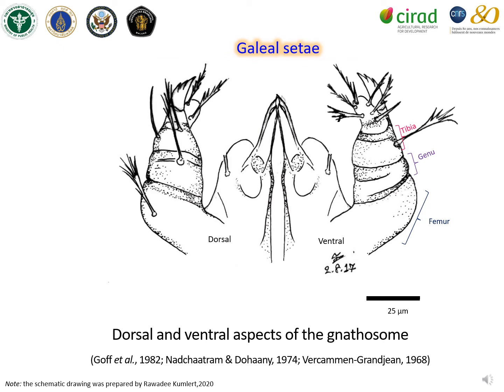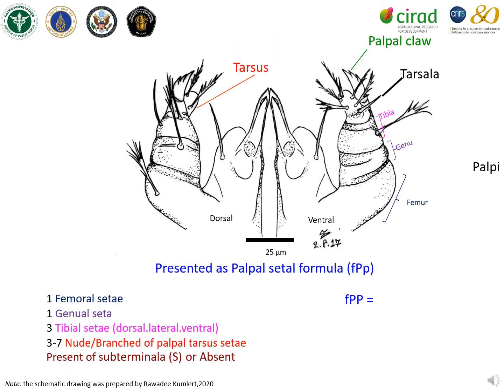Besides the chelicerae blades, the galeal setae are also an important morphological character for chigger mite identification. The nude or branched galeal setae can assist in genus identification. In some species-level identification, the number of branches on the galeal setae is used to classify the species. The description of the palpal setae on the palpi can be presented using the following order.